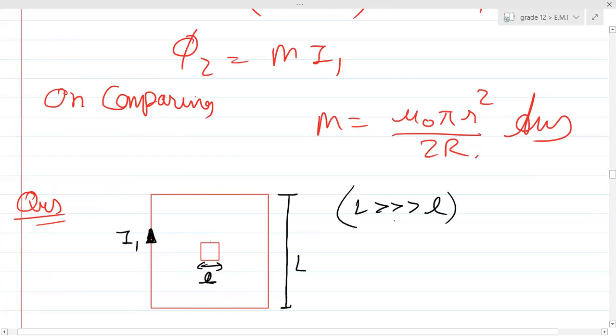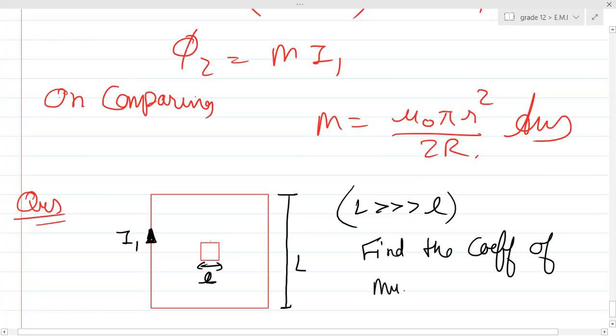This is homework. Try to find the coefficient of mutual induction, the same question again. So try to do this. Your chapter unit 3 MEC will be used over here, magnetic effect of electric current.